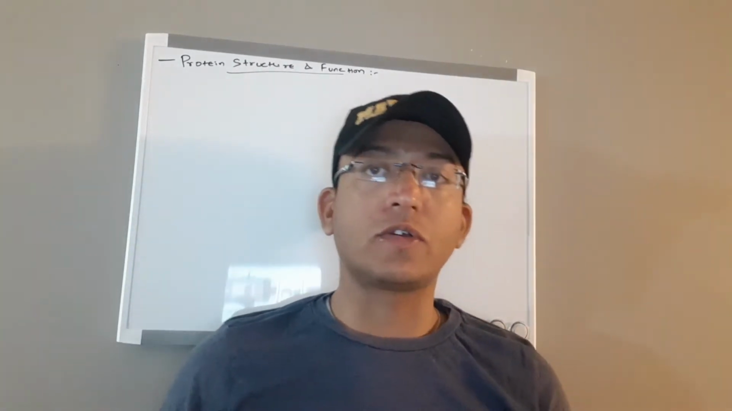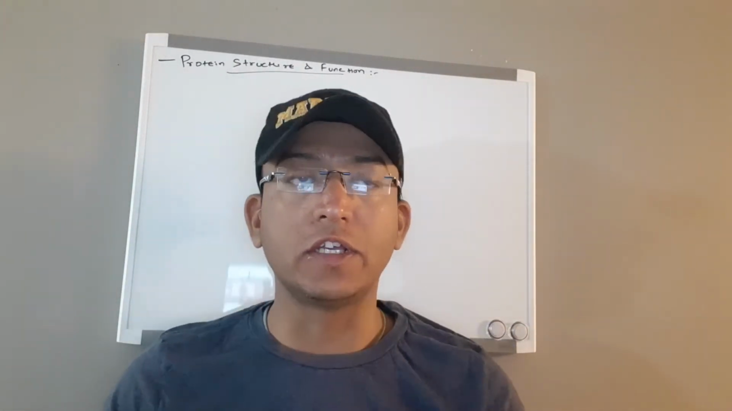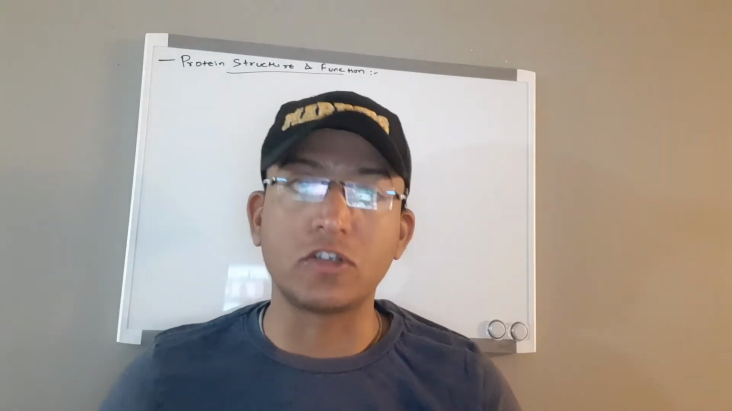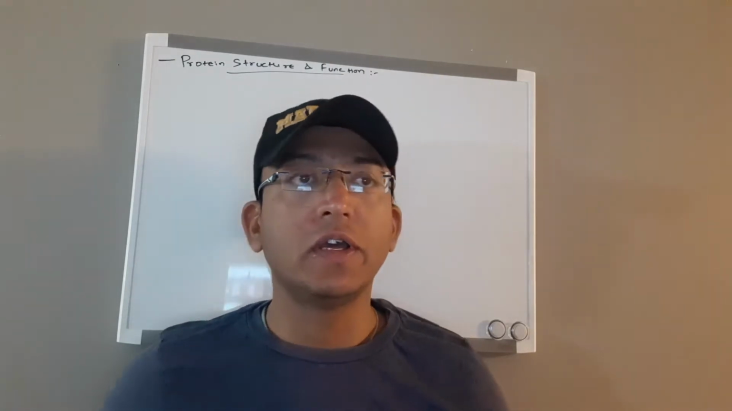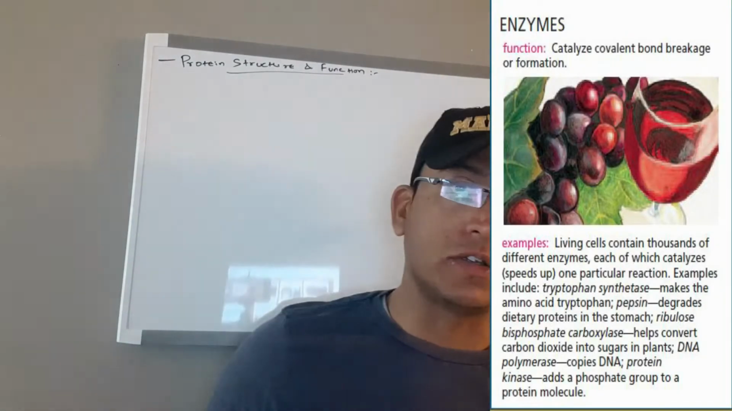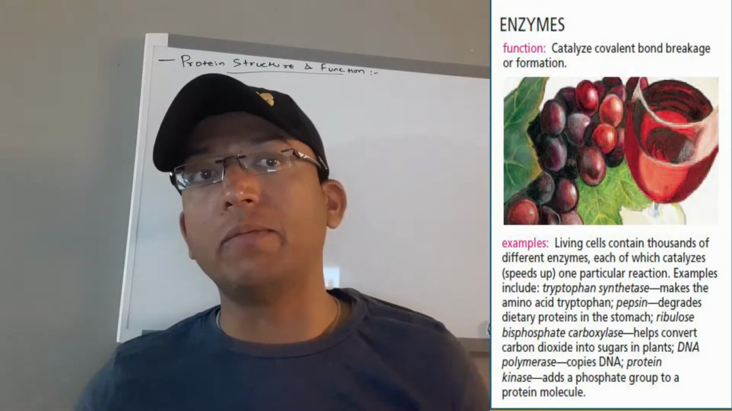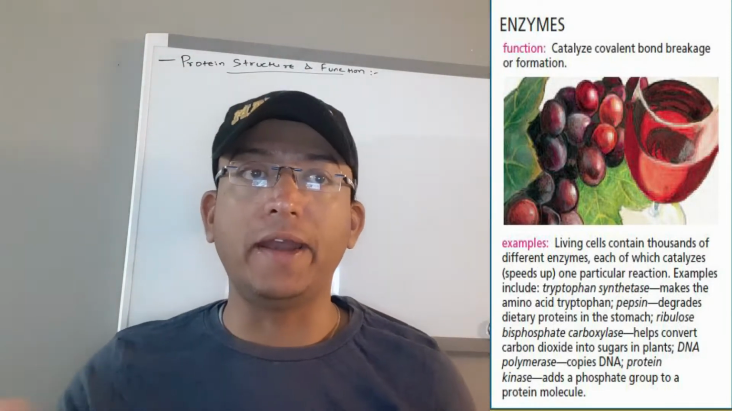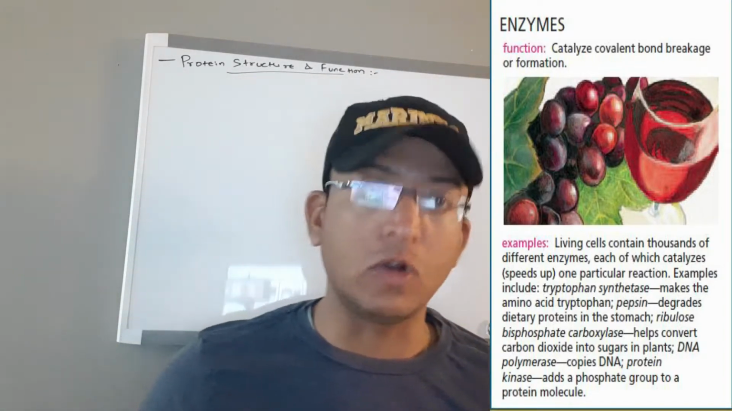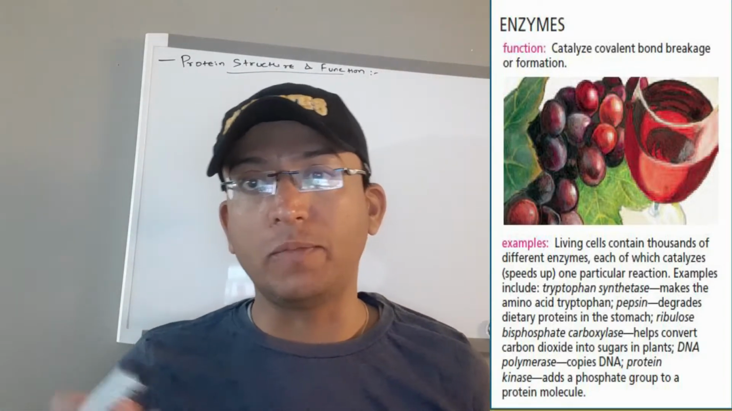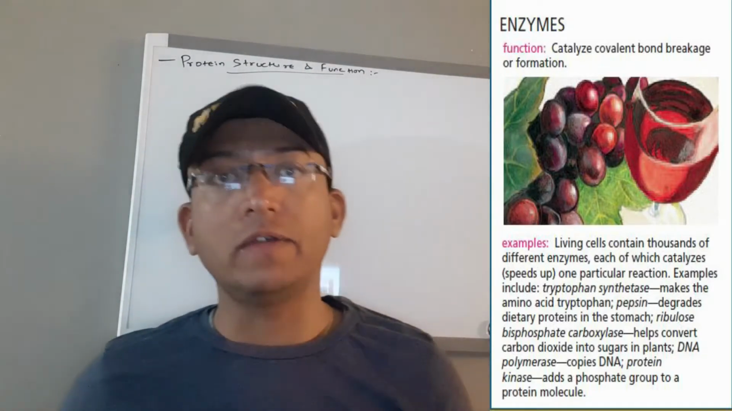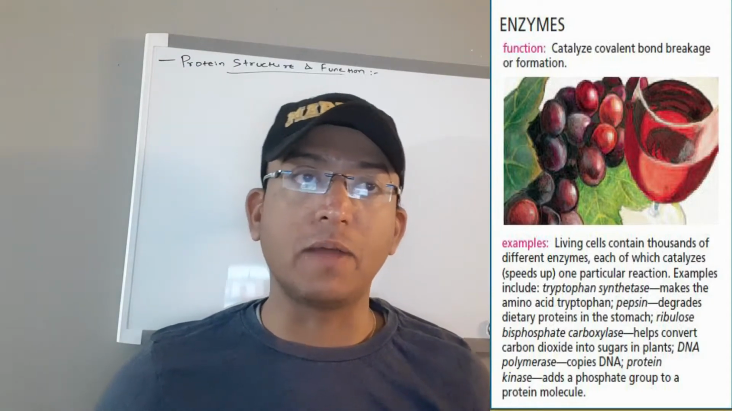Okay, so on your screen you will see these pictures. That is a few examples of the functions of proteins that are really important. So that is one, the enzymes, as you can see in your picture. They catalyze covalent bond breakage or formation. And there are examples as well, that is tryptophan synthetase or pepsin. What the tryptophan synthetase does is it makes the amino acid tryptophan. All right, so that's an example of enzymes.